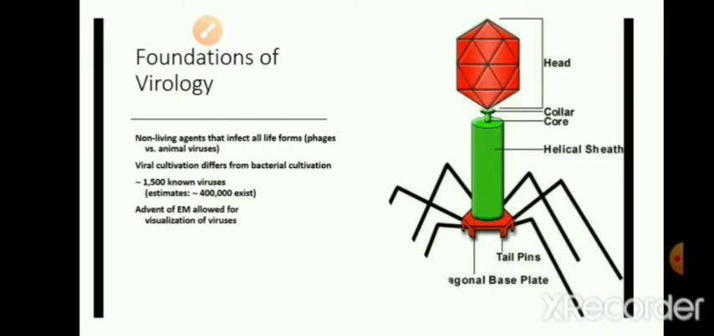Non-living agents that infect all life forms. Example: phages versus animal viruses. Animal viruses attack animals, while phages attack bacteria, so they are called bacteriophages. Approximately 1,500 viruses are known and an estimated 4 lakh exist. Visualization of viruses uses electron microscopy, which is used to gather much more information on viruses and different body components, as in the case of bacteriophage.